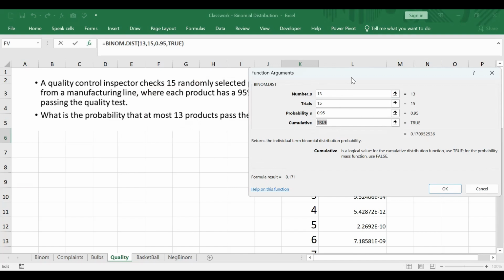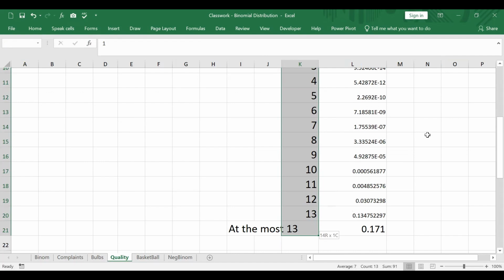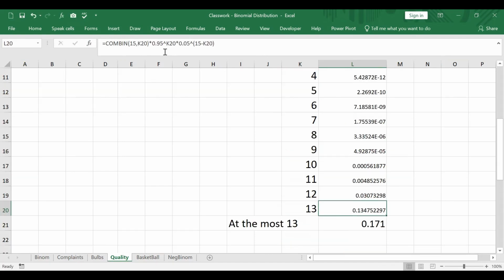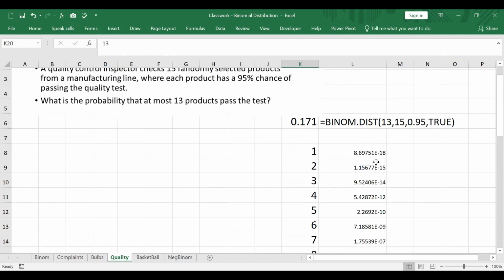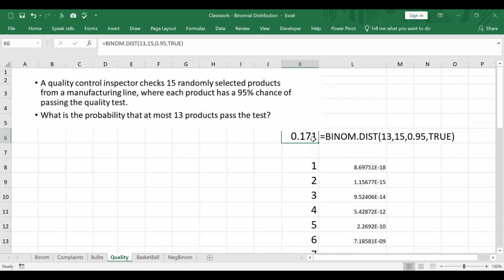Number is 13. Success is 13. Trials is 15. Probability is 0.95. And you get this one. Now, using this combine formula, you can't get it directly. So you have to make a list of 1 to 13. And in this formula, you write combine 15 comma 1. That is the probability of one success. When you drag it down, it becomes 2, and like this, down to 13. And the sum of all these things becomes 0.17, same as this formula.